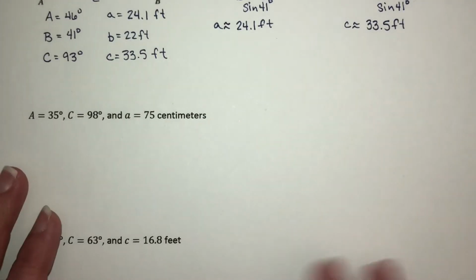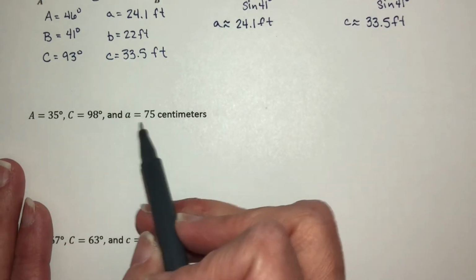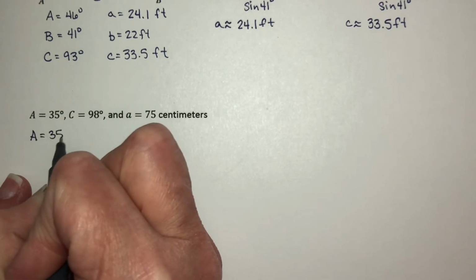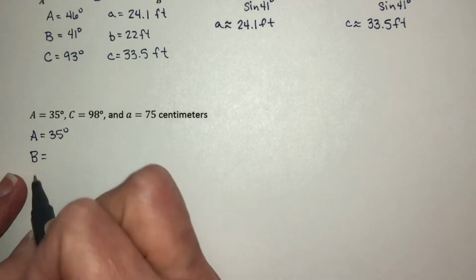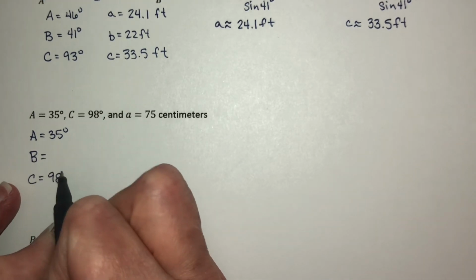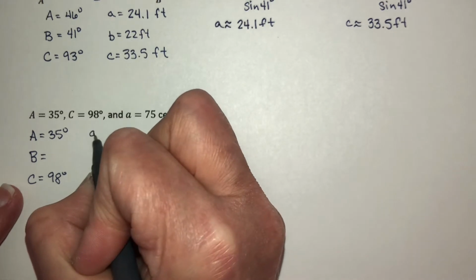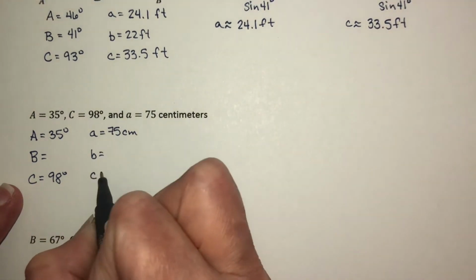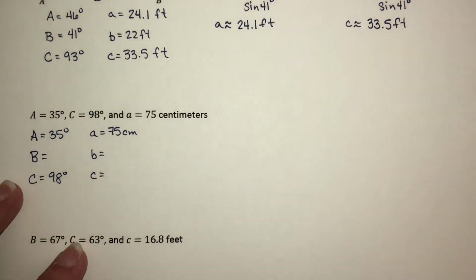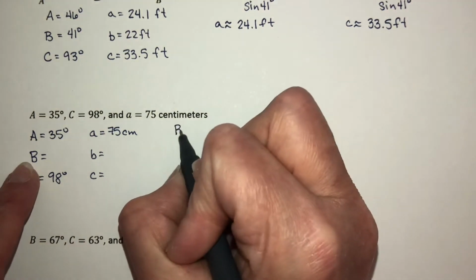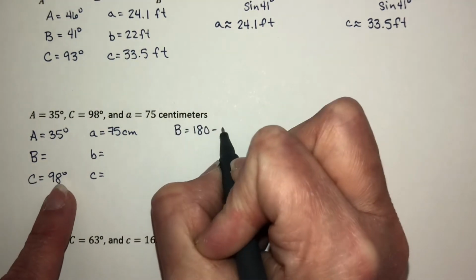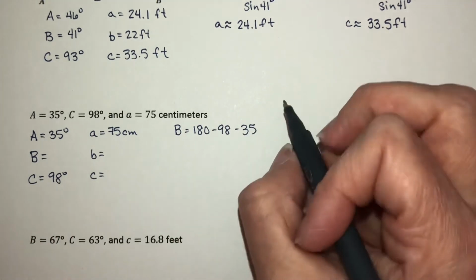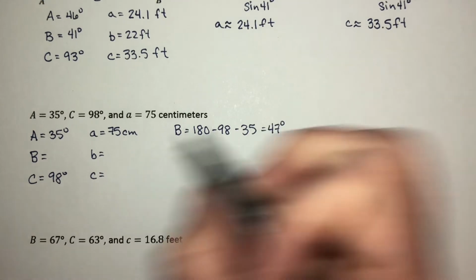Okay, similar problem. We're given angles A and C and length A in centimeters. So angle A is 35 degrees. B, we do not know yet. C is 98 degrees. A is 75 centimeters. B, we do not know. C, we do not know. We can find angle B quickly by subtracting from 180. And we get 47 degrees.